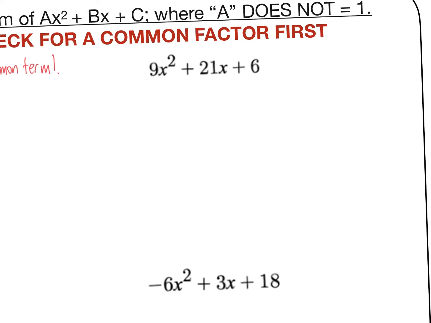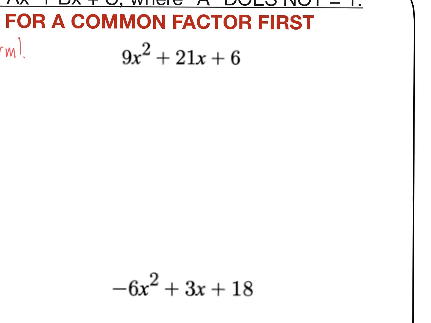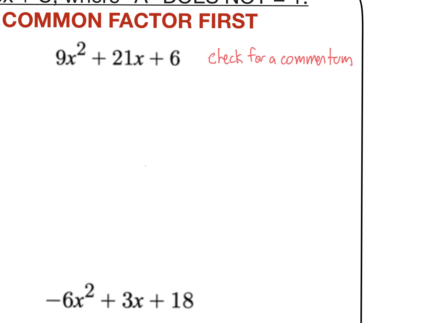Okay, in this one right here, we have this number in front here. So I'm going to have to factor out a common term first if I hope to get this thing factored. Now, here is the deal. Let me write out the steps here so we don't get lost. So we're checking for a common term. That means, what is a number that can divide into a 9, 21, and a 6 evenly.